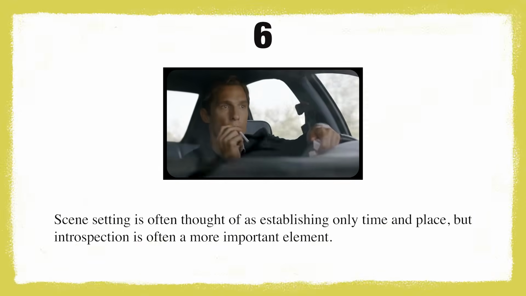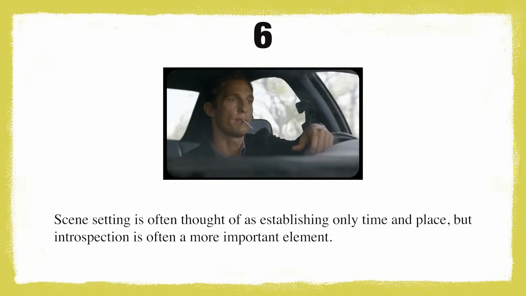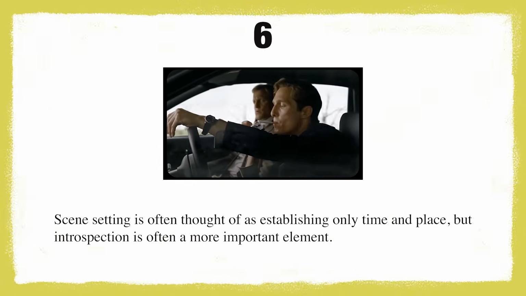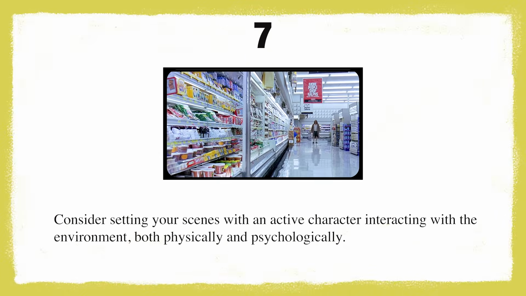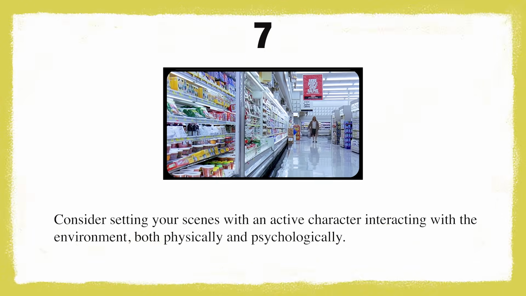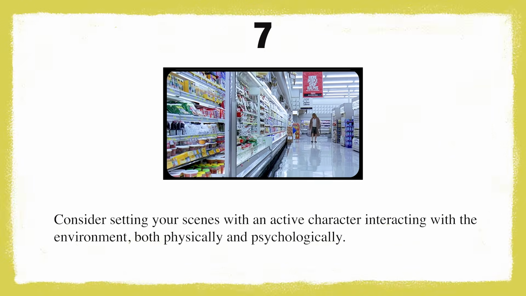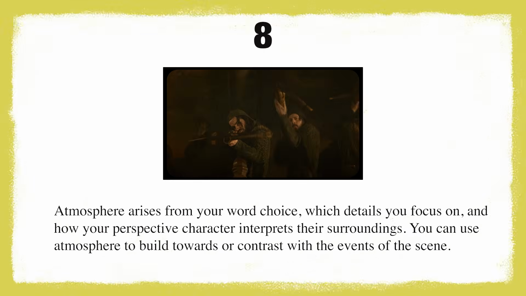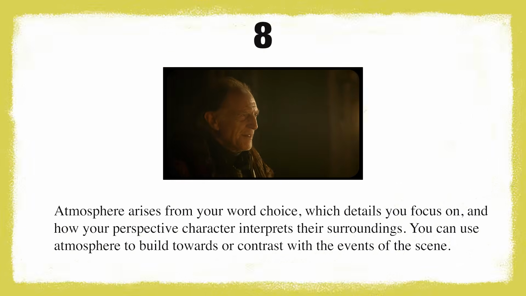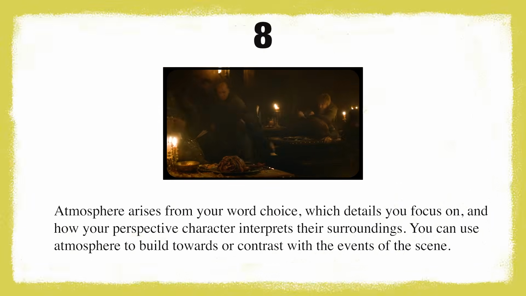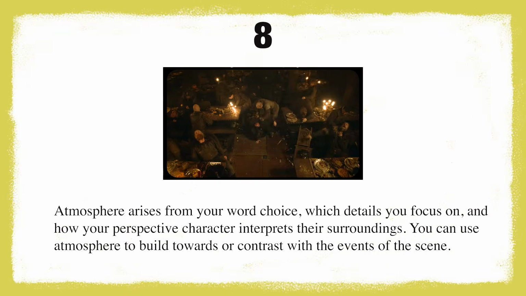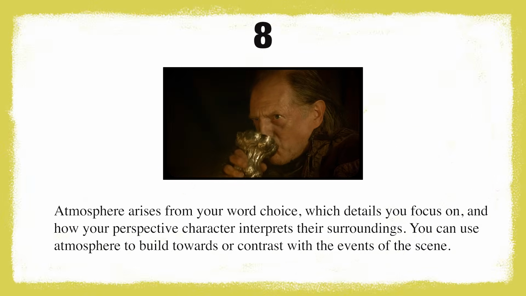Sixth, scene setting is often thought of as establishing only time and place, but introspection is often a much more important element. Seventh, consider setting your scene with an active character interacting with the environment, both physically and psychologically. Eighth, atmosphere arises from your word choice, which details you focus on, and how your perspective character interprets their surroundings. You can also use atmosphere to build towards or contrast with the events of the scene itself.